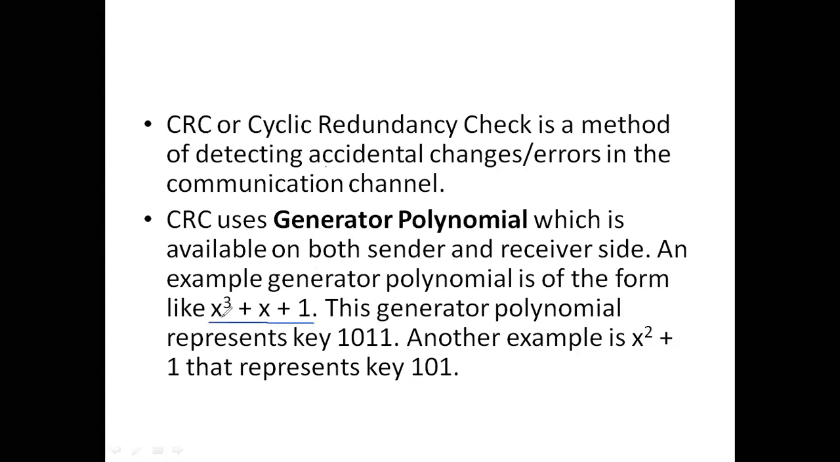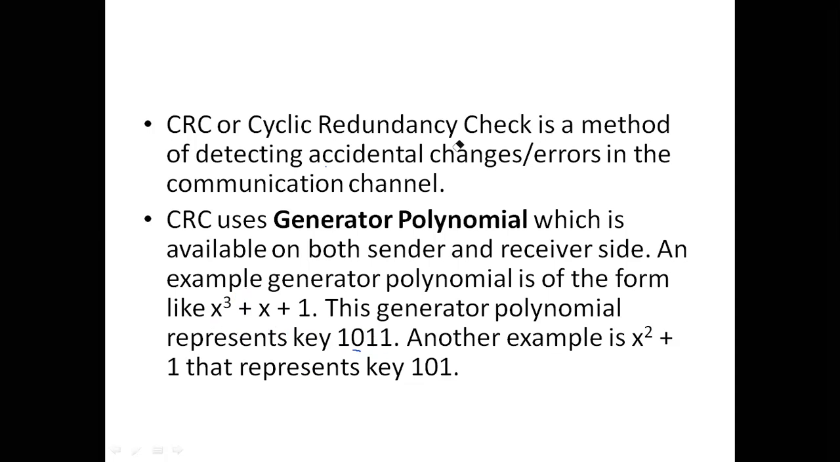In between, one degree is missing, that is x square is missing. So at the place of x square we can put 0. x cube exists, so at this place we can put 1. x square is missing, so 0. x is there, then 1. And here x power 0 is also there, then again 1. So that means the polynomial is 1011. So 1011 is the polynomial.